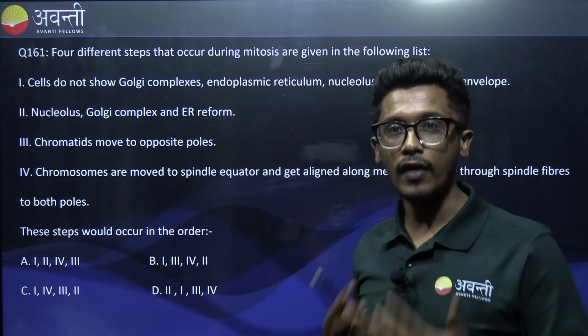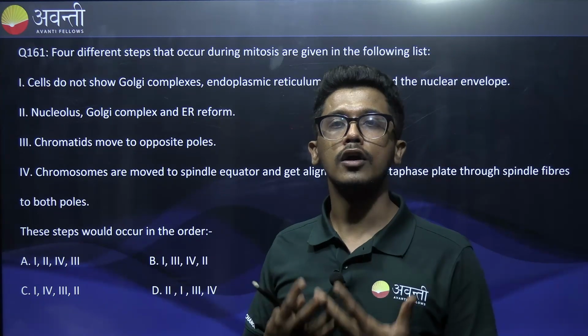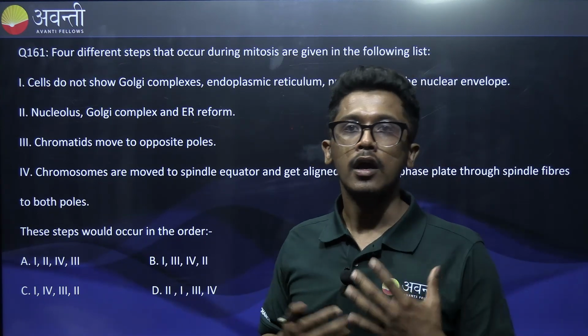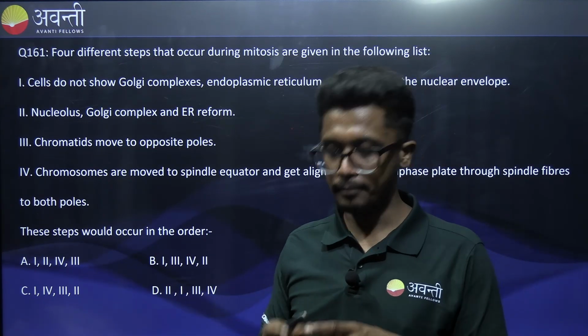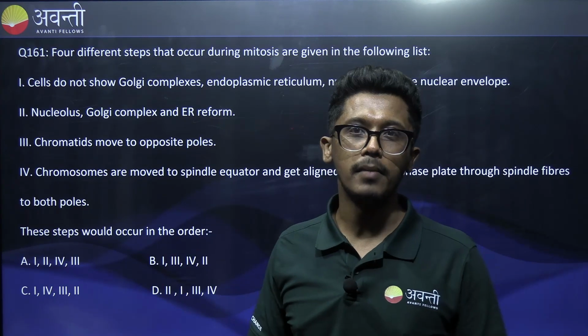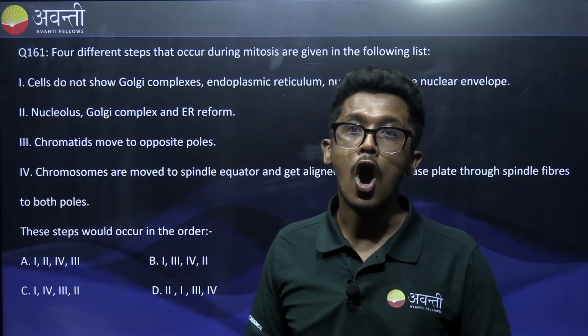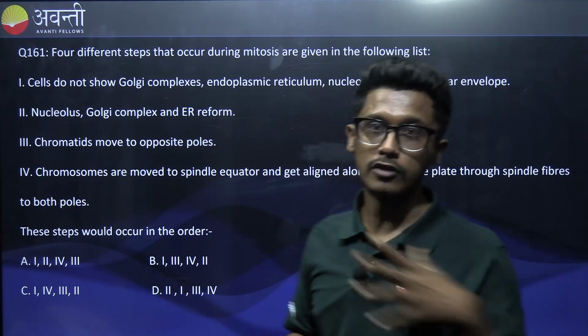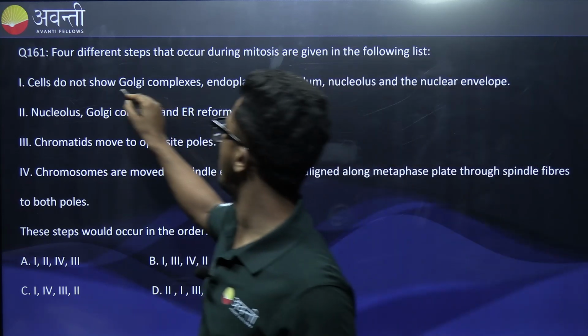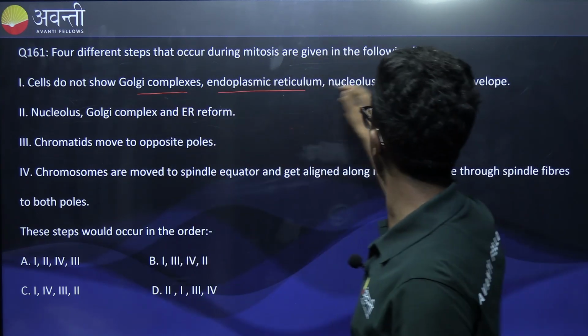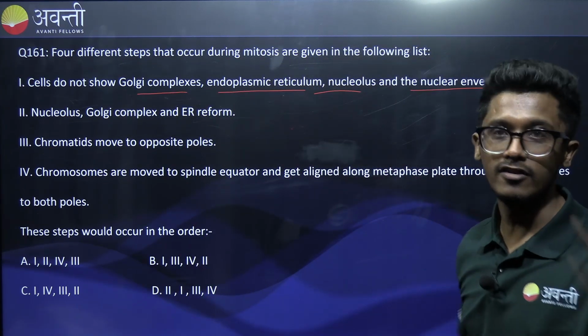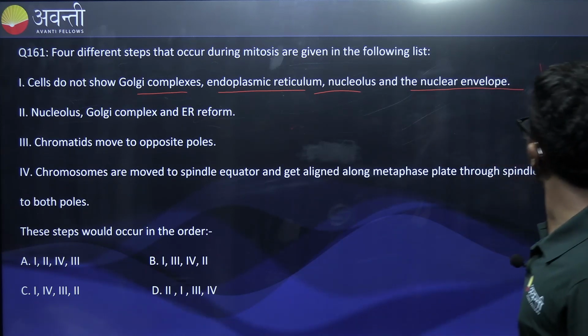When you see the prophase, the first phase of nuclear division, what is happening here? You can see the disappearance of the nuclear membrane and the dissolution of the nucleolus. Along with that, very important organelles also disappear. That includes Golgi complexes, endoplasmic reticulum, nucleolus and nuclear envelope. All of them disappear in the first phase. So this is the first event that happens.